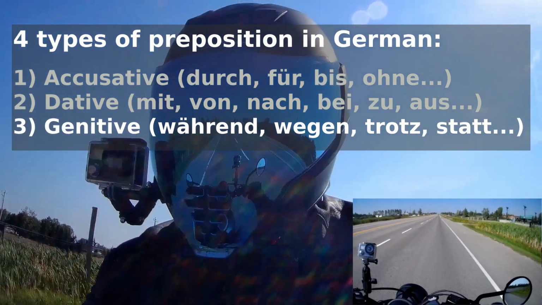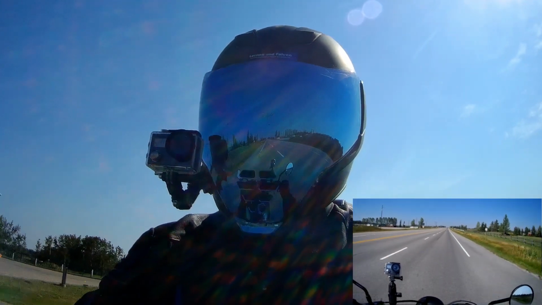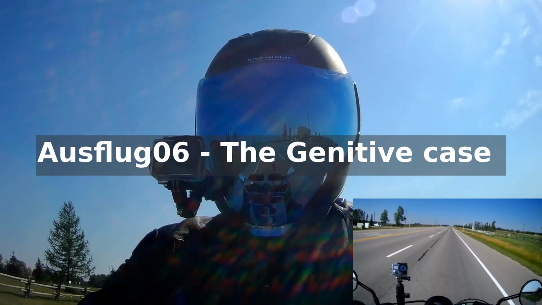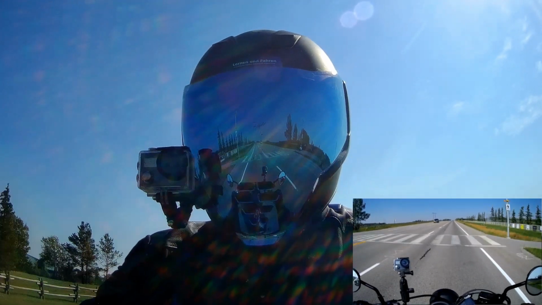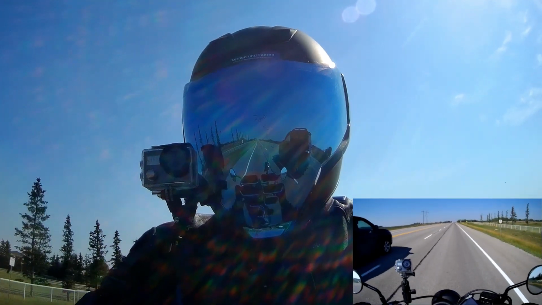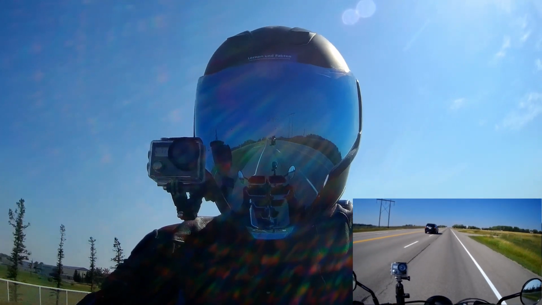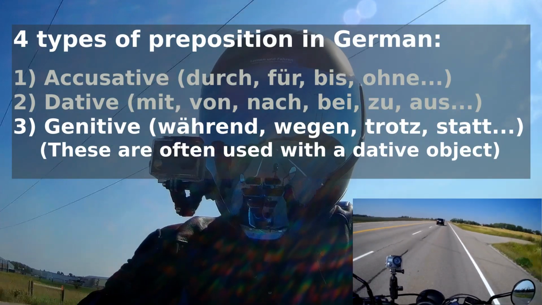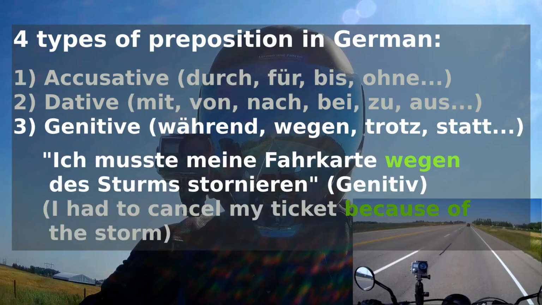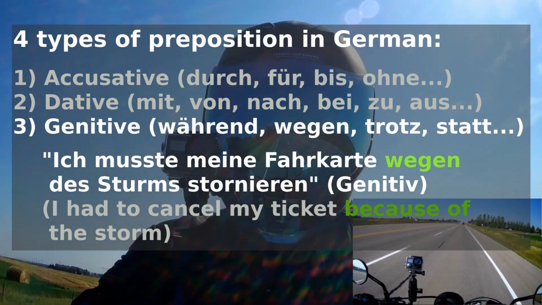Yes, there are prepositions in German that require a genitive object, but you may recall if you watched the episode that we did on the genitive case in German, the genitive case in German is slowly dying out and being replaced by the dative case. So it's very common in modern German, especially in the spoken language, to hear these so-called genitive prepositions being used instead with a dative object. So for example, I had to cancel my ticket because of the storm. Ich musste meine Fahrkarte wegen des Sturms stornieren.